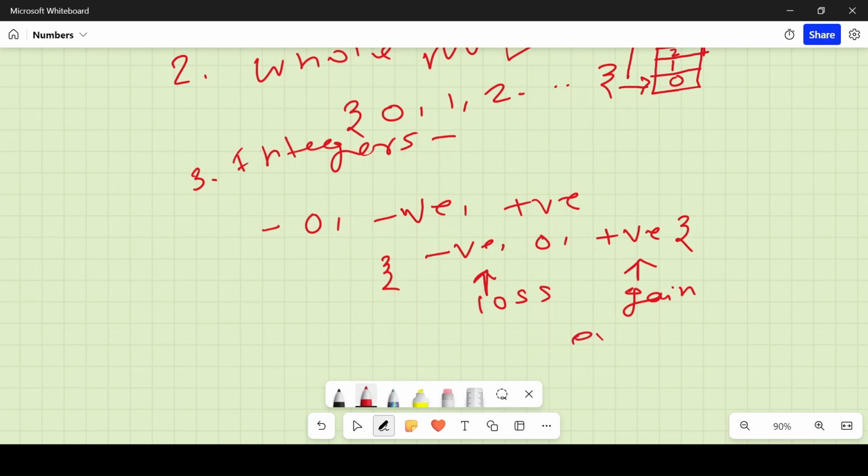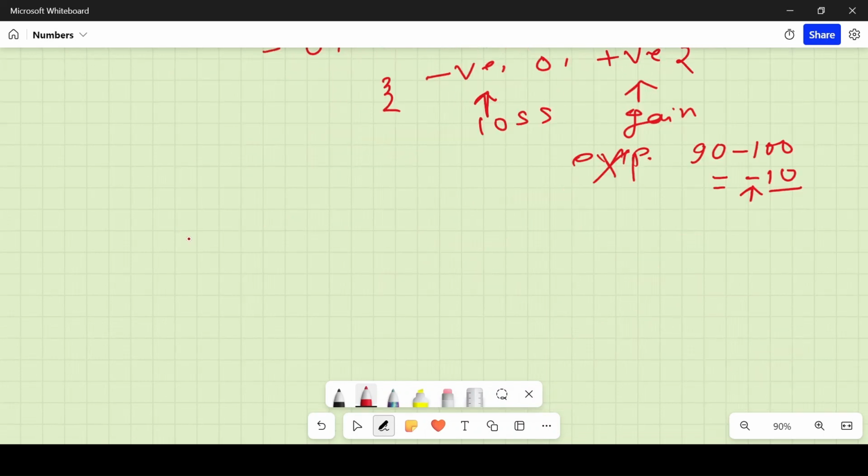For example, a company's earning is 90 rupees, but actually the company had invested 100 rupees. So now it becomes minus 10. That minus indicates the company has lost 10 rupees.